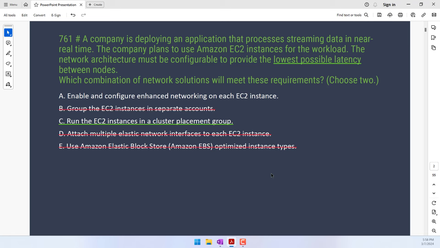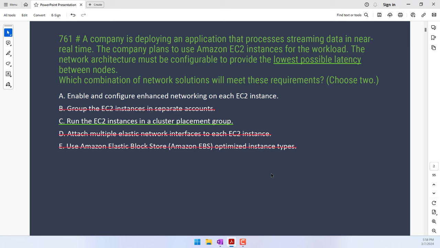A company is designing a tightly coupled high performance computing environment in AWS cloud. The company needs to include features that will optimize the HPC environment for networking and storage. Which combination of solutions will meet these requirements? Whenever you see HPC in the question, there will definitely be the answer Lustre, because the Lustre file system is designed specifically for HPC environments. So when you see that, obviously you are going to grab it immediately, right?